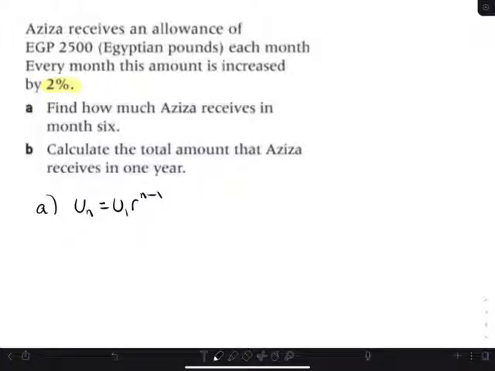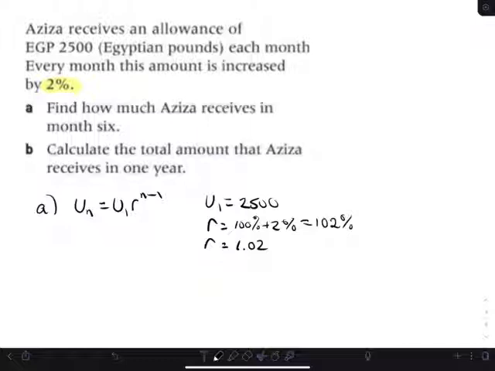Think about what they're asking you. They don't want the sum. They want a specific term. Now, what do I know? Well, I know the first term is 2,500. Now, the second time, it'll be a little bit more. How much more? So what's the ratio? Well, remember, it's not 2%. It's 100%, the original 2,500, plus 2% of that. So it turns out to be 100% plus 2%, which is 102%, so you can simply write right away r is equal to 1.02. So in month number 6, that'll be U6 equals 2,500 times 1.02 to the power of 6 minus 1.